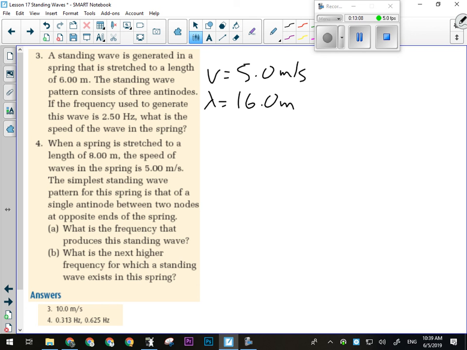What's the frequency that produces this standing wave? We're looking for F, so V equals F times lambda. F will equal V over lambda, so that'll be 5 divided by 16, which should give us 0.313 hertz for our frequency for that one. And what's the next highest frequency for which a wave exists? That's F1. The next one is?